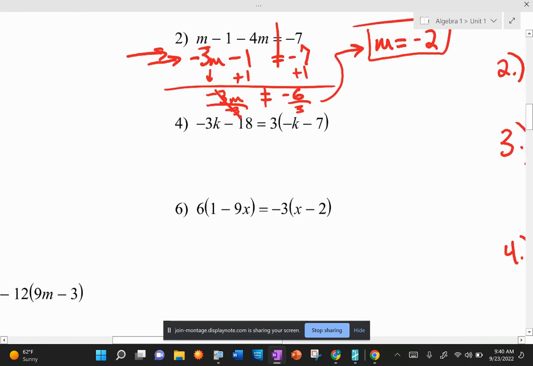Let's go to number 3. I want y'all to have plenty of time to work on your homework, so let's go to number 4. Okay, this is now where we're going to need to utilize all the steps. So we have -3k minus 18 equals 3 times the factor -k minus 7. I needed to put some distribution on here because we're not very good at distributing.